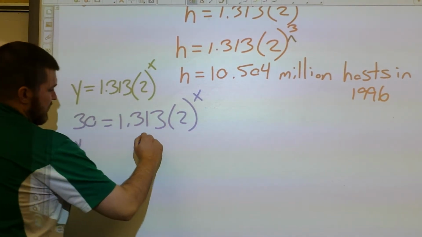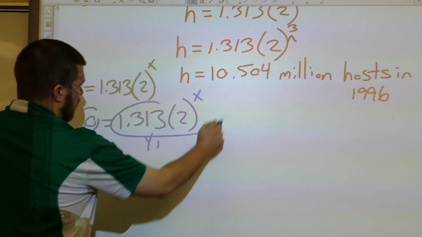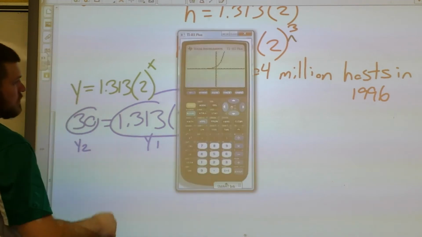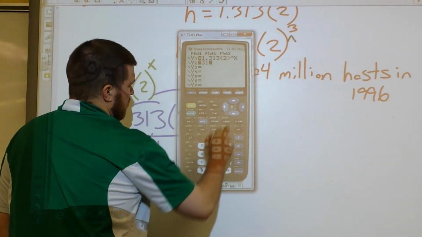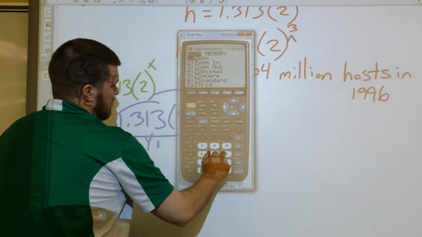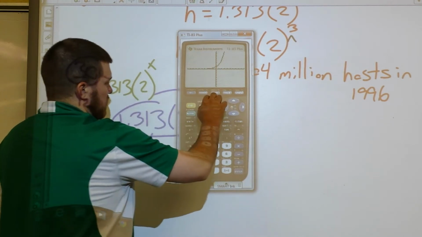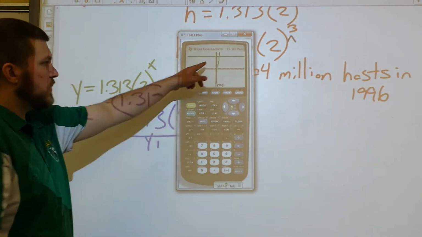But this is pretty easy. We already got this in y1, so let's call this side y2, y1, and let's start graphing. So y2, I got 30. Graph and zoom 6. Now, I might have to zoom out a little bit because I only see my original graph. I know I should have something representing 30. So I'm going to zoom out. And there's my point of intersection.